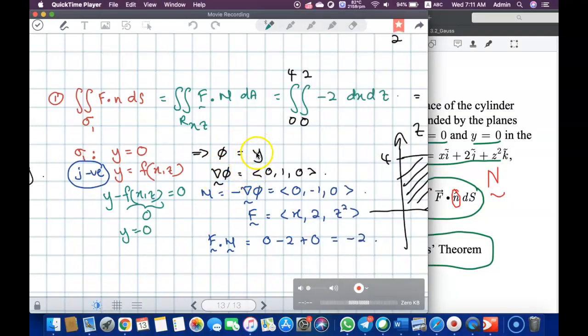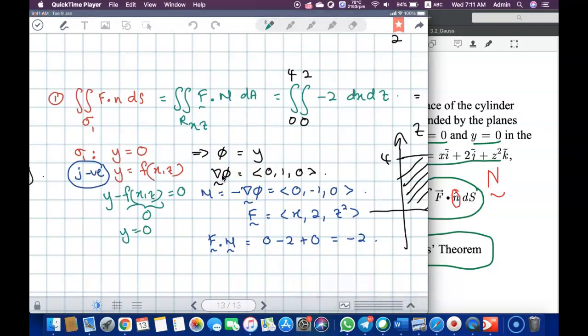We differentiate y with respect to x, we got 0. With respect to y, we got 1. With respect to z, we got 0. But in order to determine n, you cannot directly say that grad phi is n. You have to check first whether the correct n is negative grad phi or positive grad phi. How can you determine that?